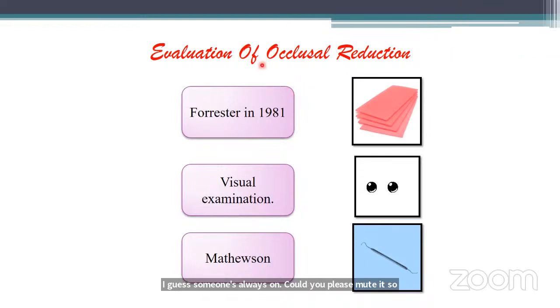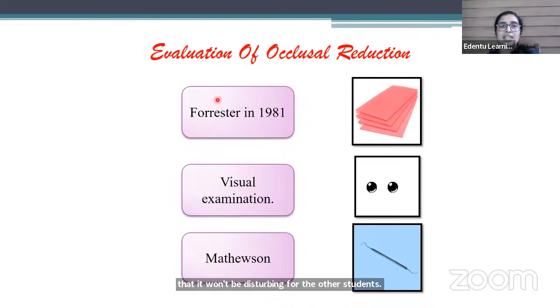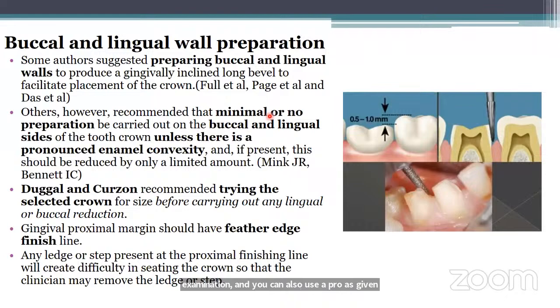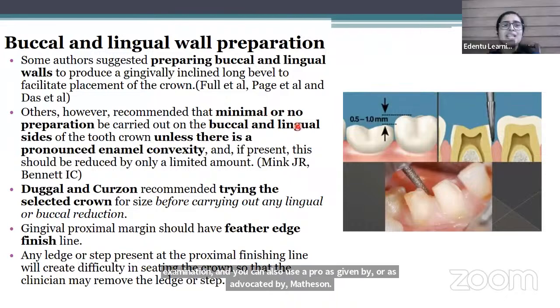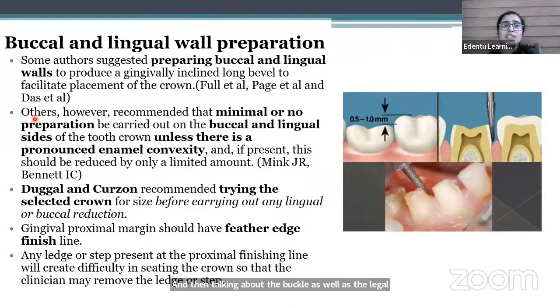Evaluation of occlusal reduction is by using the fact sheet by Froster, by visual examination, and you can also use a prop as advocated by Mathewson. And then talking about the buccal as well as the lingual preparation, we do have different authors who have given varying information regarding the same.